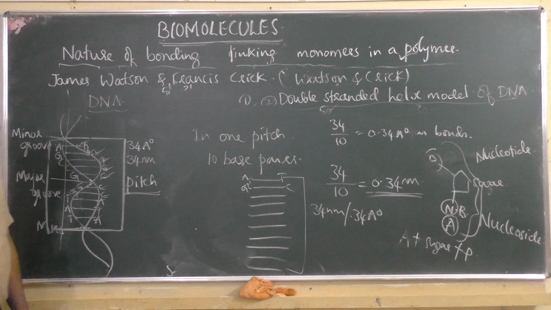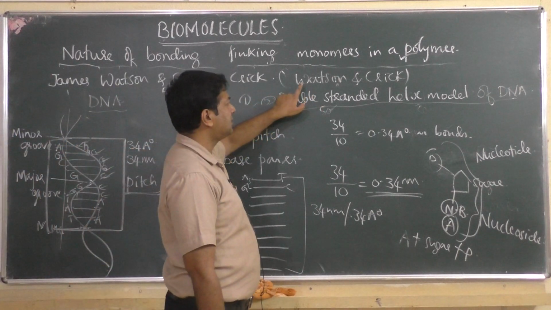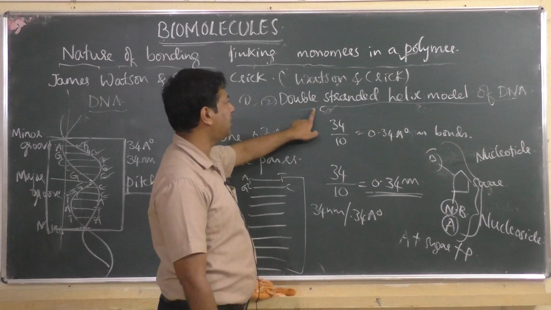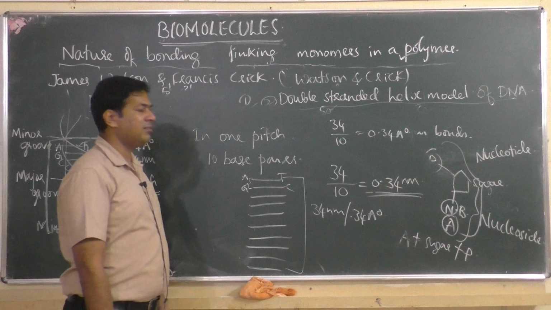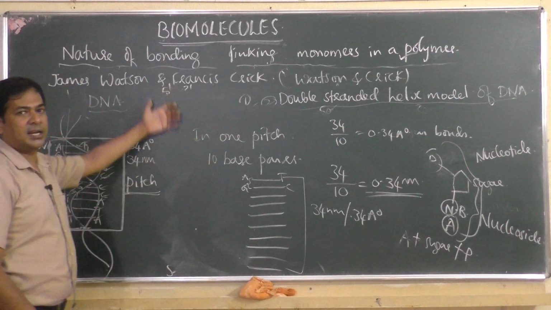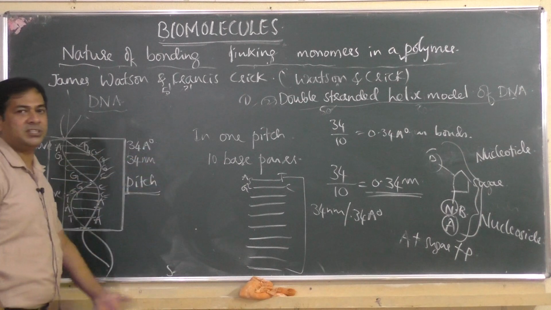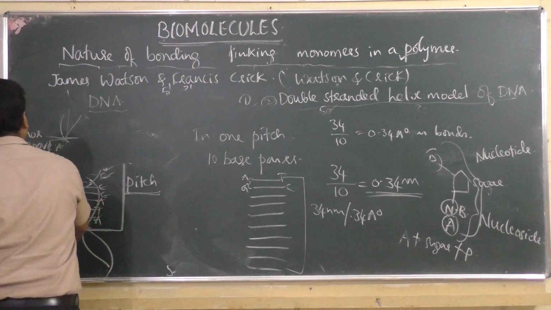Okay, so Watson and Crick, these two scientists who gave the double stranded DNA helix model, what we have learned in last class. Okay, they have given salient features of DNA. What I explained just now, characters of DNA, all these are salient features of DNA. Okay, so this is what you had to learn.